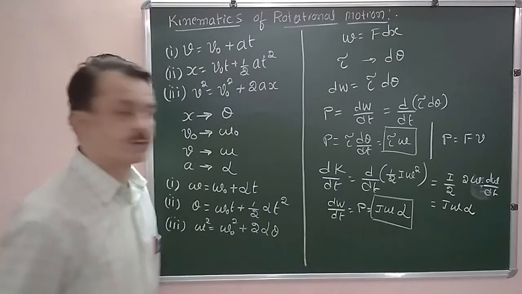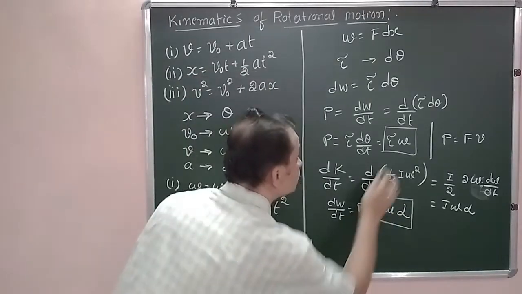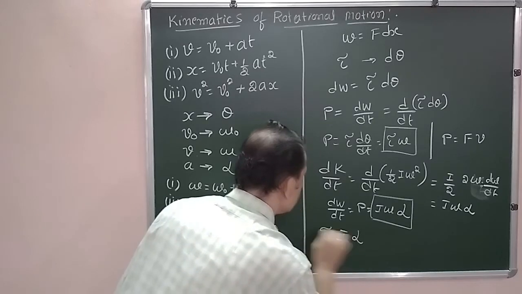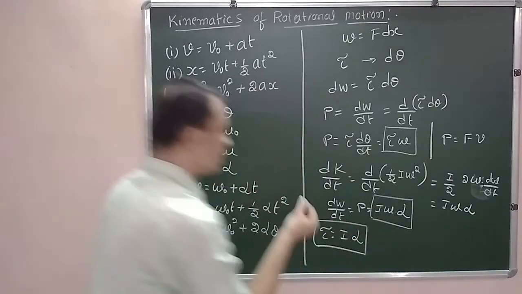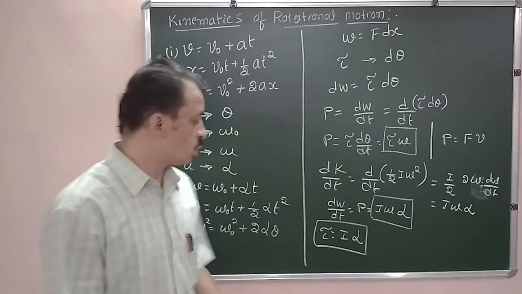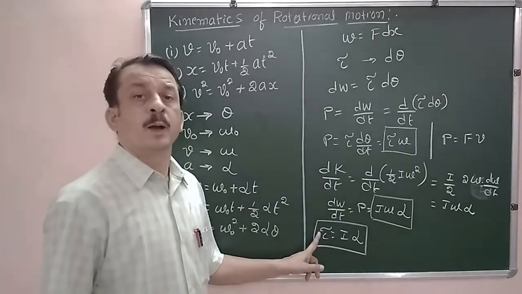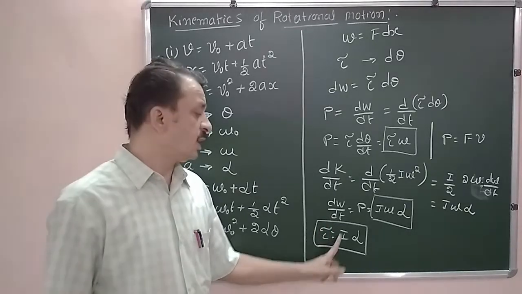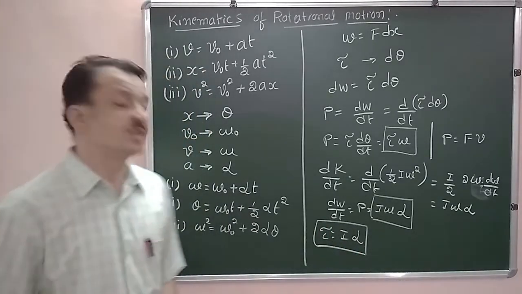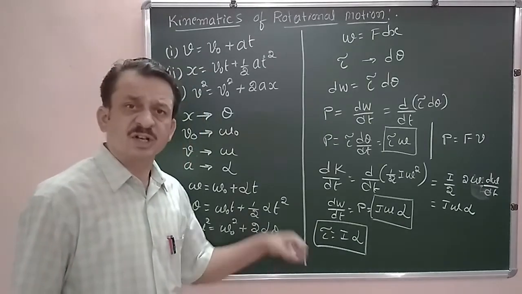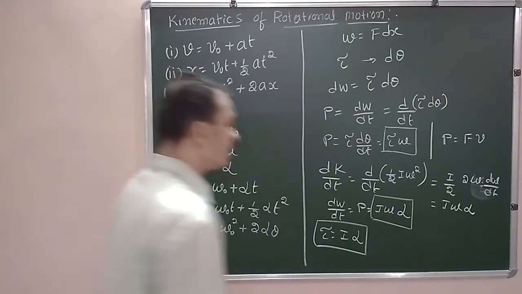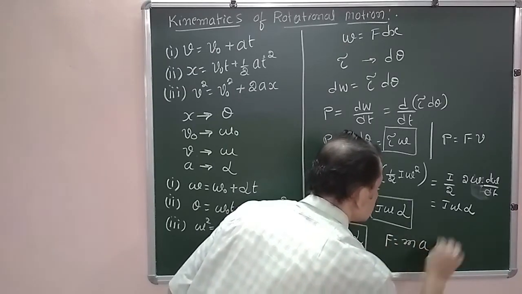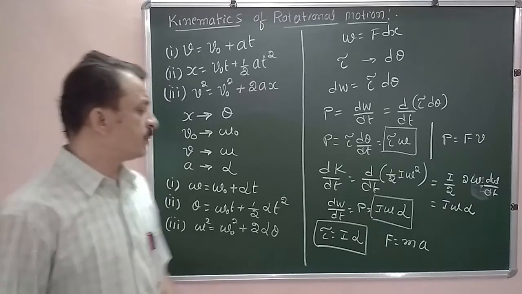Now comparing those two equations, what are we going to get? Cancelling omega, therefore tau is equal to I into alpha. We are getting an important relation: torque is equal to the product of moment of inertia and the angular acceleration. This relation is similar to that in linear motion, where force F is equal to mass into linear acceleration. We are comparing them.